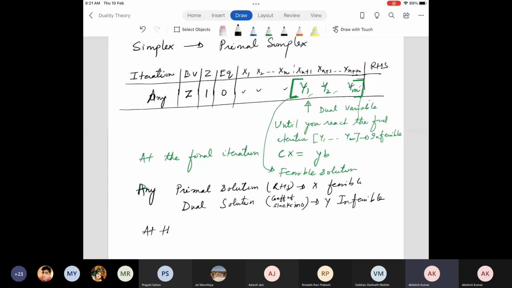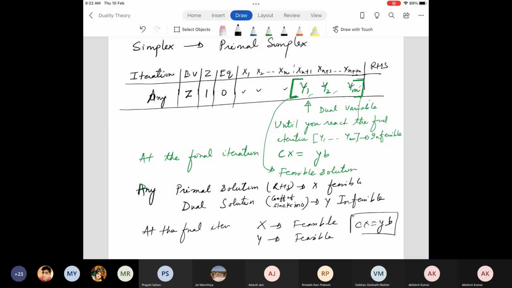At the final iteration, what you will see is x is feasible, y is feasible. I will also give an algorithm for this one, and Cx equals Yb. So whatever value you get for the primal, suppose 36 you have got for this problem, the same 36 you will get for the dual solution as well. Does this make sense?